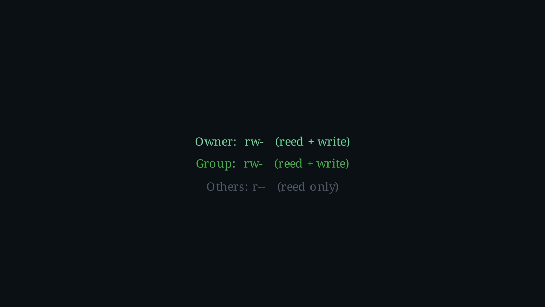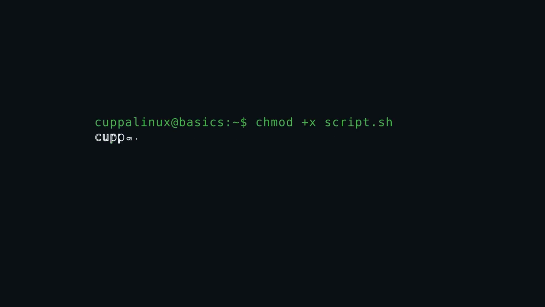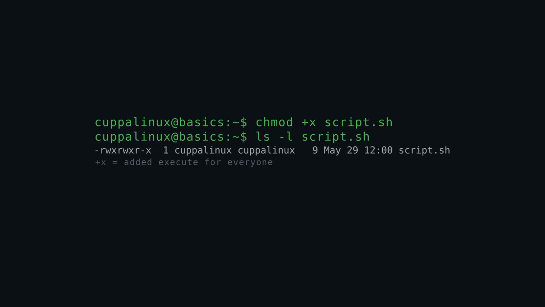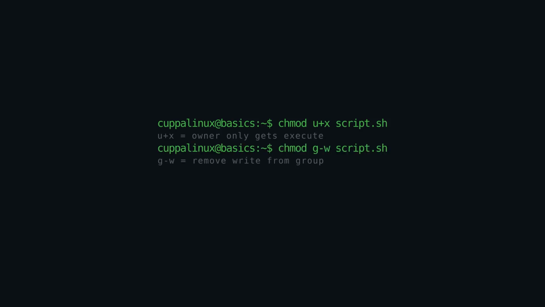Let us make this file executable with chmod +x. The plus sign adds a permission, minus removes one. You can be specific. u+x adds execute for just the file owner. g-w removes write for the group. Or +x all by itself adds execute for everyone at once.